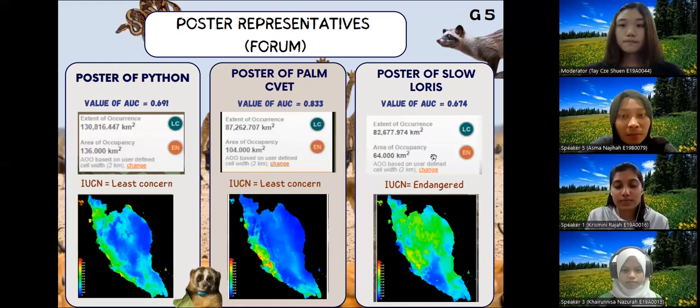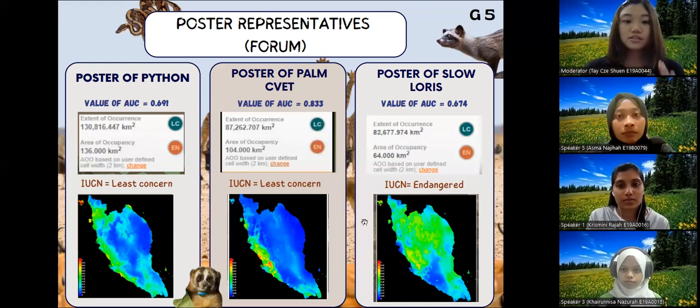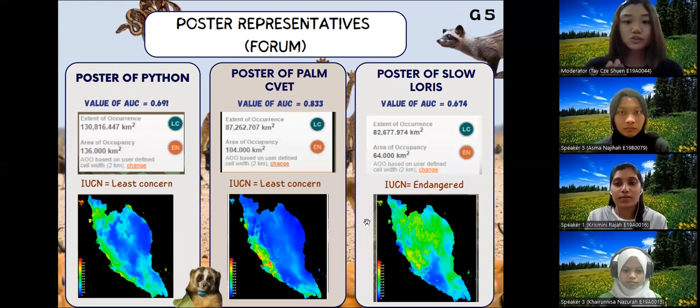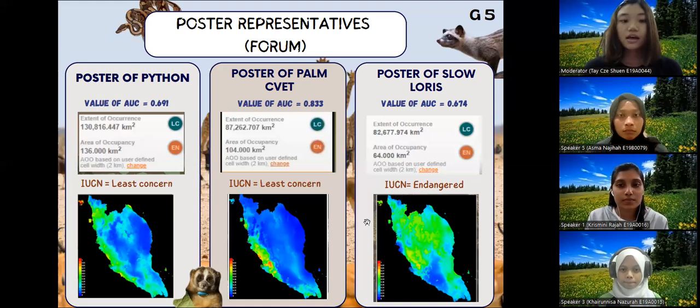Based on the palm civet's map, it has the highest AUC value among those three species. So what does that mean and why? Okay, the high AUC value for the map of palm civet actually means that it had a better performance of the model at distinguishing between the positive and negative classes and is considered in the good model category as it had a 0.833 AUC value, which is more than 0.81, compared to the other two species, which are in the moderate category. So in other words, AUC is valid as a single threshold-independent measurement of the model performance.